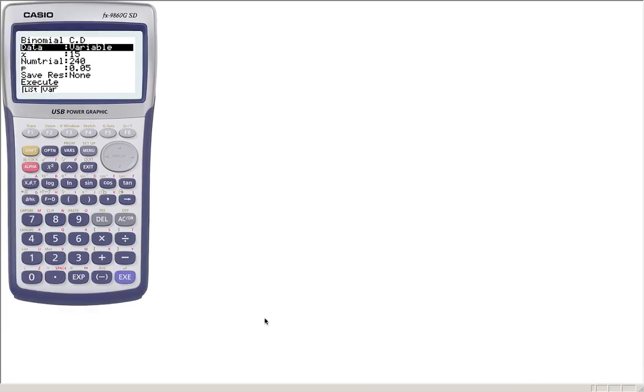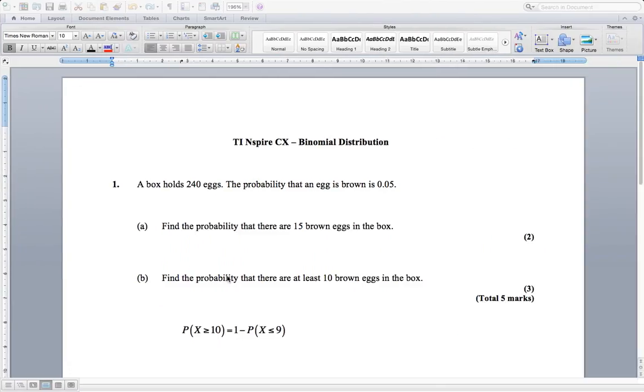So here what I need to do is x is 9, okay, and the number of trials is same, everything else is same. So you get this answer 0.2356, so 0.236. So this probability you need to subtract from 1, and that will give you P of x greater than or equal to 10. So that's how you do it.